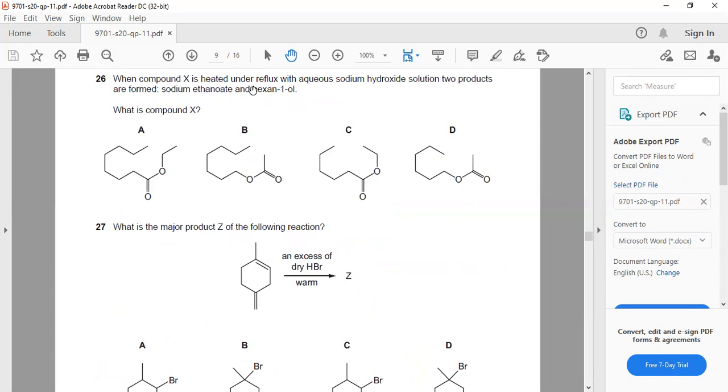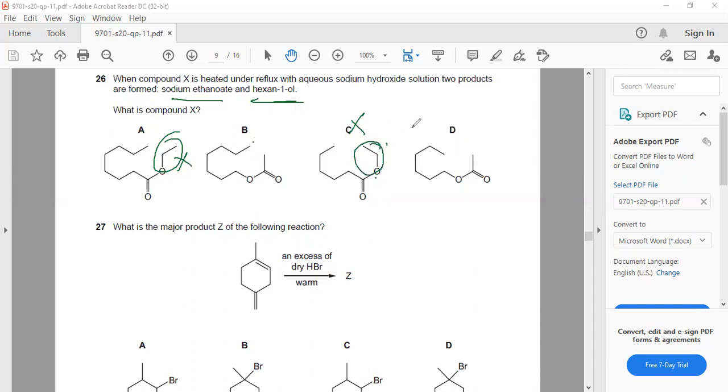Question 26. When compound X is heated under reflux with aqueous sodium hydroxide, it gives a solution of sodium ethanoate. This is an ester. Sodium ethanoate and hexanol. It means this side should have 6 carbons. What is the compound X? Which ester is this? Alcohol part should have 6 carbons, hexanol. A is wrong because there are only 2 carbons. C is wrong because it is only 2 carbons with the O.